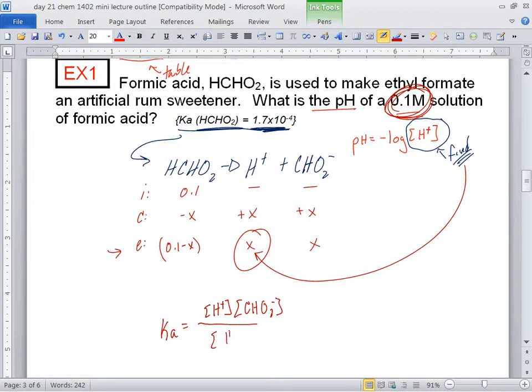Yeah. Okay, so when you get used to this stuff and you do a bunch of these, you'll probably feel a lot safer skipping this, and you just plug everything straight in. This is what we were talking about before. You plug in all these numbers, and the Ka is 1.7 times 10 to the negative 4. Products over reactants: X times X all over 0.1 minus X.